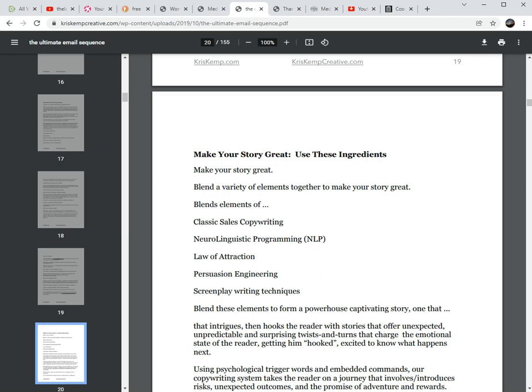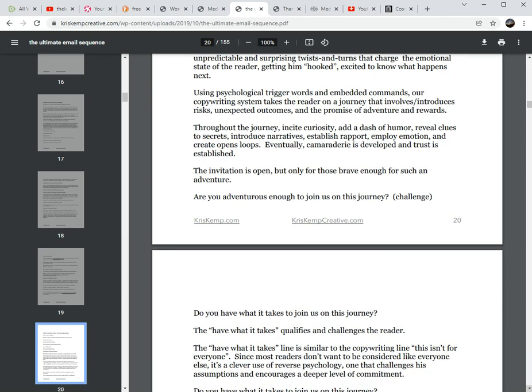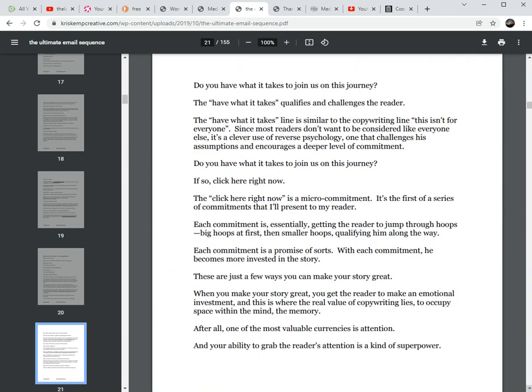So what I suggest you do to make your story great is use these ingredients. Blend a variety of elements together to make your story great. Blend elements of classic sales copywriting, neurolinguistic programming, NLP, law of attraction, persuasion engineering, and screenplay writing techniques. So throughout your story, you can also use this technique. And again, we're on page 21 of the Ultimate Email Sequence Template Blueprint, page 21, if you want to follow along.